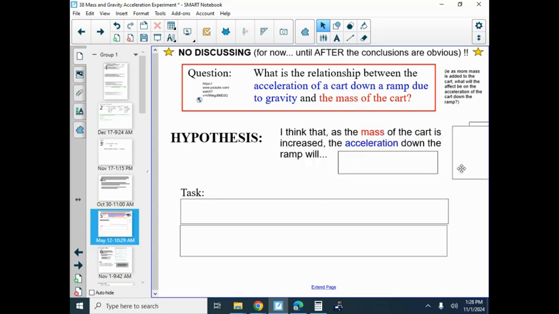So I want you to think of what you think the answer is. I think that as the mass of the cart is increased, the acceleration down the ramp will, and I want you just to basically write it down. In a class setting, I get people to write it on a piece of paper, fold it up, put it in their pocket, keep it secret. Just kind of a fun way of committing to an answer without any stress. So just commit your answer right now, please, writing it down somewhere.